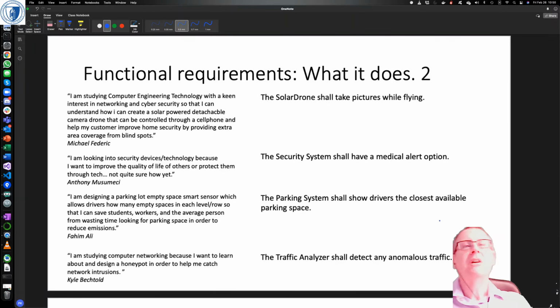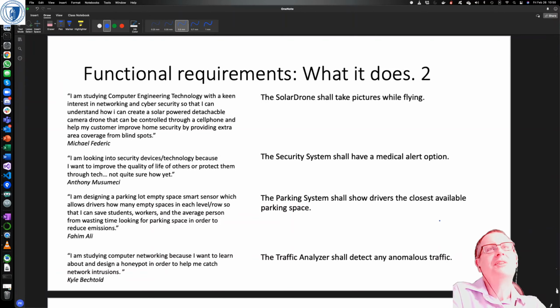And then Michael Federick, so the solar drone shall take pictures while flying, right? We said that, but we need to actually state it explicitly in an unambiguous shall statement. And then Anthony, the security system shall have a medical alert option. I don't know whether it will, but that's an example of what a functional requirement for that system might be.